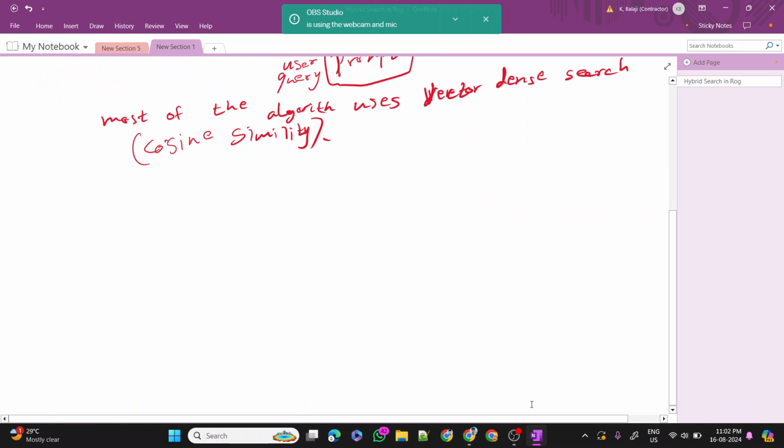So in some databases, they will use hybrid search. Hybrid search. This hybrid search is a combination of multiple search techniques.